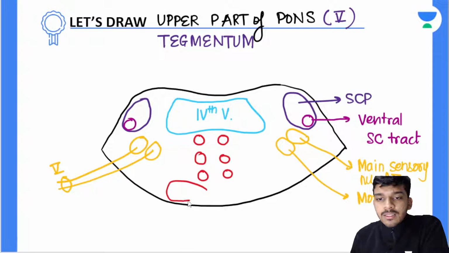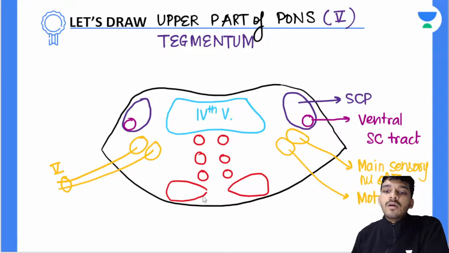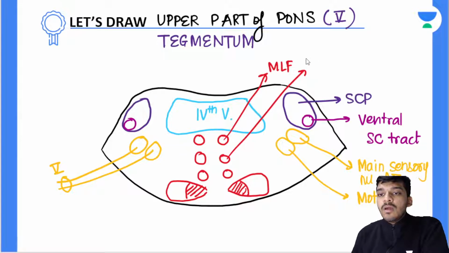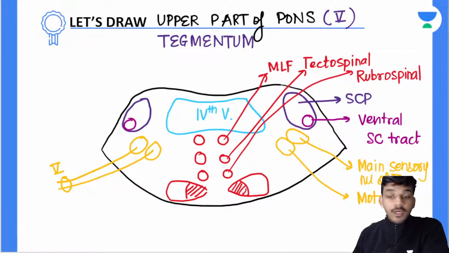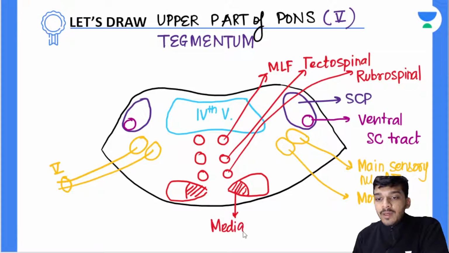Then what happens here is these lemnisci, they will come together. So this is the medial lemniscus. You can label it. This is the medial longitudinal fasciculus, tectospinal tract, rubrospinal tract. Now very important to show here are the lemnisci. So these are the medial lemnisci.